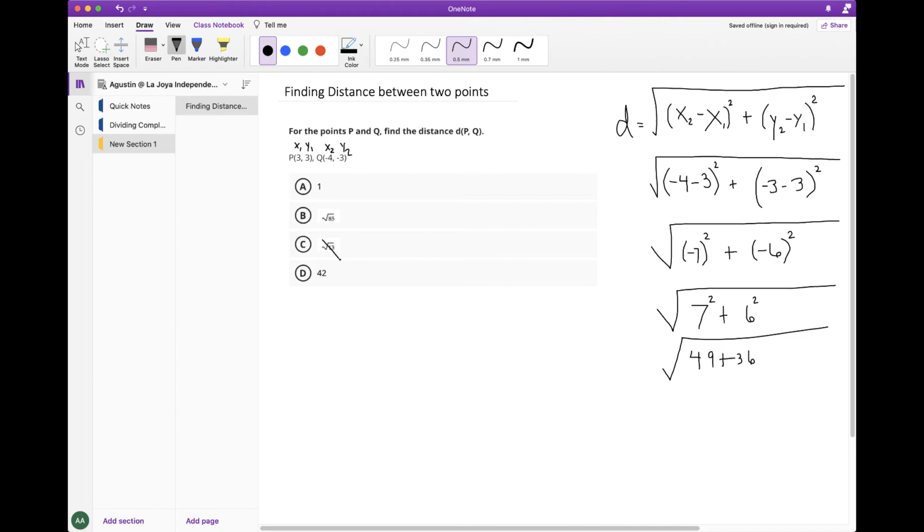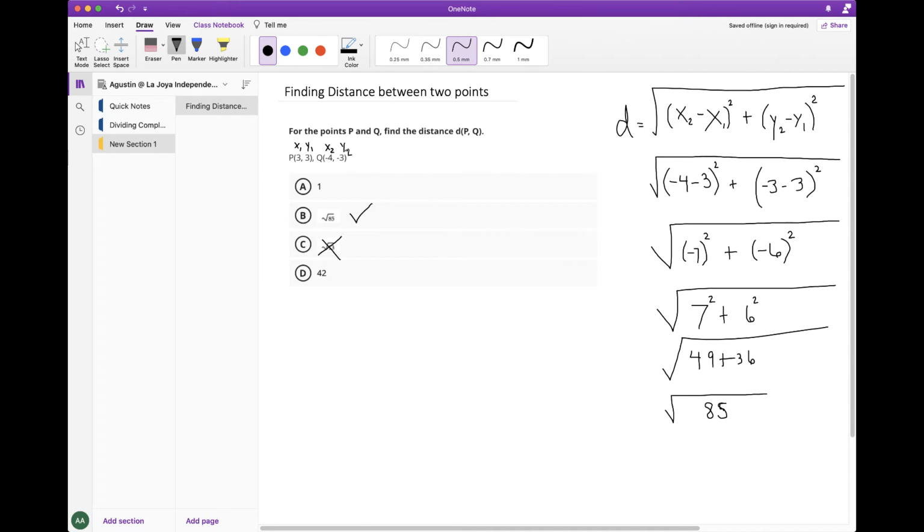It doesn't look like it's going to be the square root of 13. So 49 plus 36, 9 plus 6 is 15, so it ends in a 5. Carry the 1, 4 plus 3 is 7, plus the carried 1 is 8, so the square root of 85. So the answer is B.